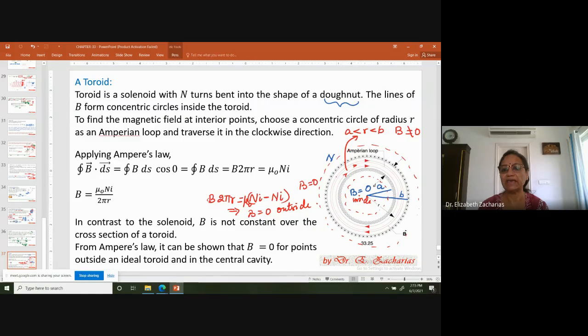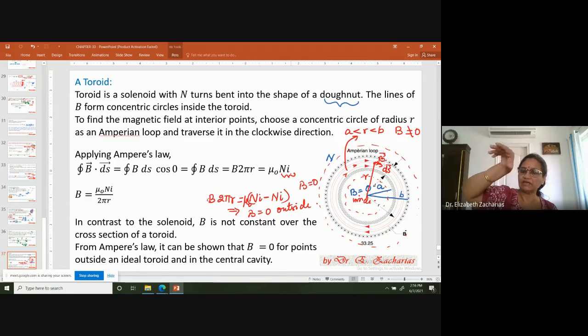We will take an Amperian loop of radius r, so that the point is lying on it, and take your Amperian loop as a circle. Everywhere on that circle, the magnetic field value is going to be the same. Do your integration of B dot ds. If you do that, you get integral B dot ds is B ds cos 0, which is B ds, which is B into 2 pi r, equal to mu naught into capital N i.